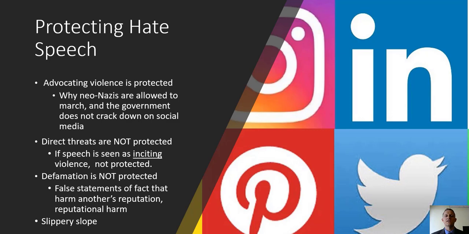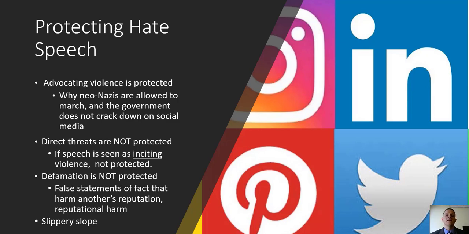And how this has been interpreted over time is basically that advocating violence is protected. This is why neo-Nazis are still allowed to march, spread their propaganda, the KKK still holds speeches, and the government generally cannot crack down on many of the horrible things you see and hear online, because those forms of speech are advocating violence. They're not specific direct threats.